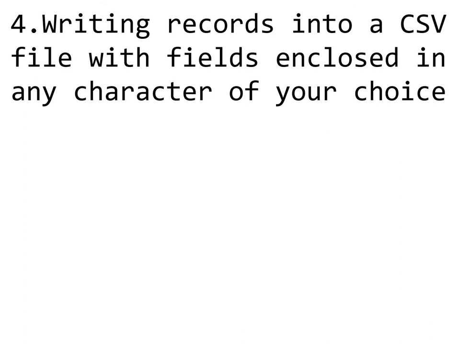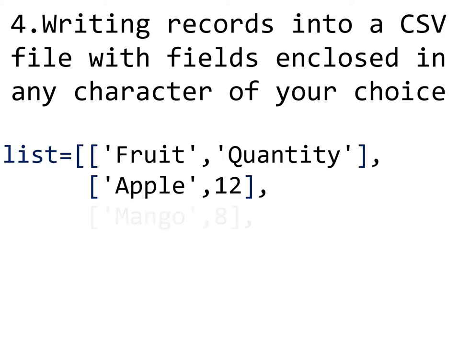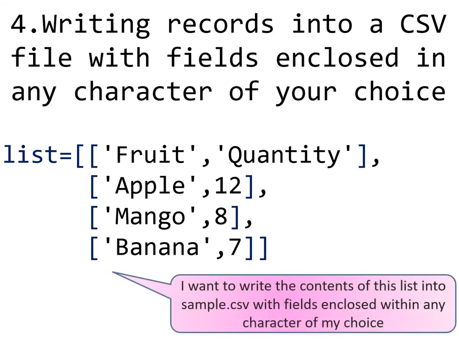Writing records into a CSV file with fields enclosed in any character of your choice. Again, we take the same list. I want to write the contents of this list into sample.csv with fields enclosed within any character of my choice. The meaning of this is, instead of double quotes, if I want to enclose the fields within some other character, how to do it?